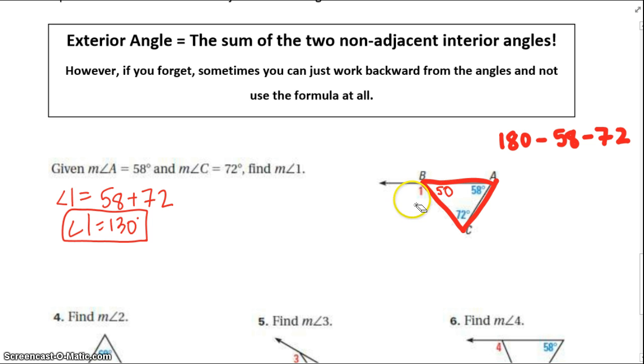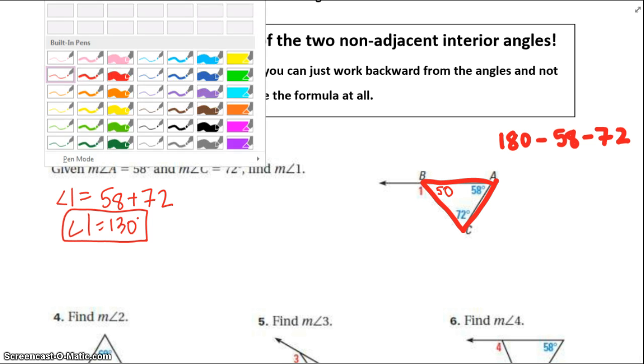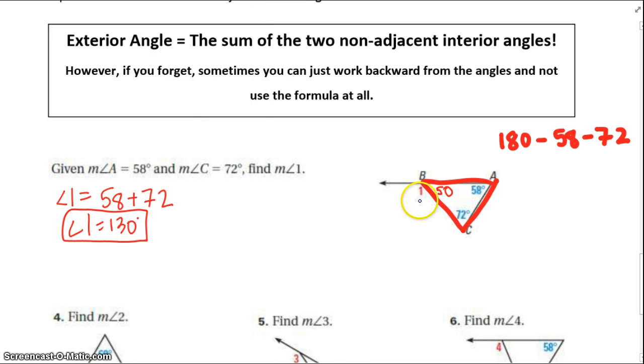But that doesn't tell us what angle 1 is, this exterior angle out here. So what we would have to do is look at this like a straight angle, which means they're 180 degrees. They're supplements of each other. So angle 1 plus the 50 would be 180, and if you subtract the 50 from both sides, angle 1 would be 130 degrees.